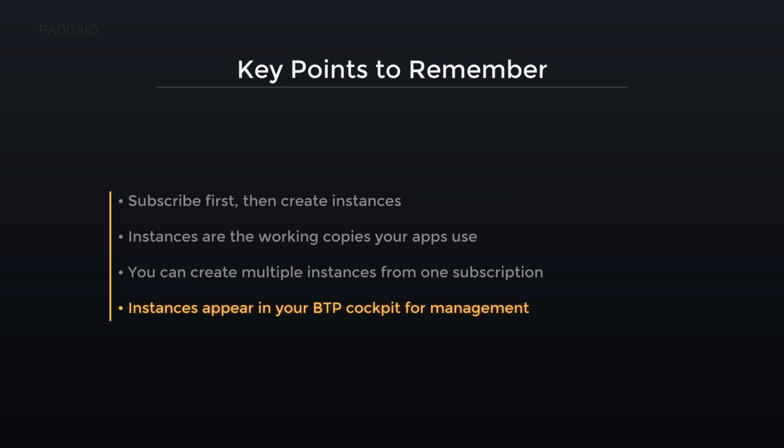Instances appear in your BTP cockpit for management. This means any service you activate, like a database, becomes a manageable item listed in your account. For example, creating an SAP HANA Cloud service adds its instance to your cockpit for starting, stopping, or configuring. This central view simplifies overseeing all your active services.